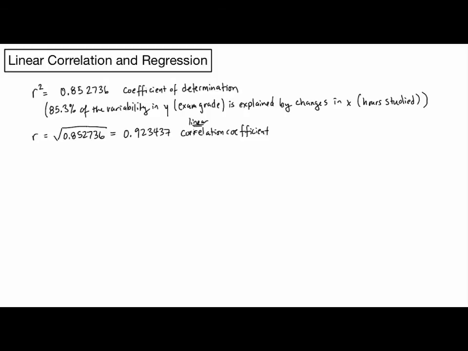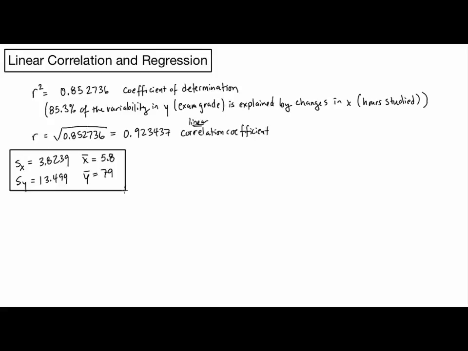A couple of other values we were able to pull out that may or may not be useful depending on what we're doing. We pulled out the standard deviation of the x's, that was 3.8239, and the standard deviation of the y's, that was 13.499, along with the means for both of those sets. The average number of hours studied was 5.8. The average exam grade was 79. Remember that these statistics are found using the two variable statistics routine in the calculator.